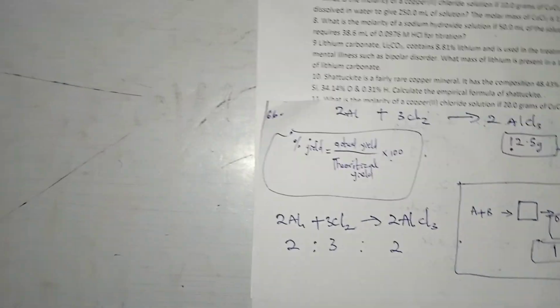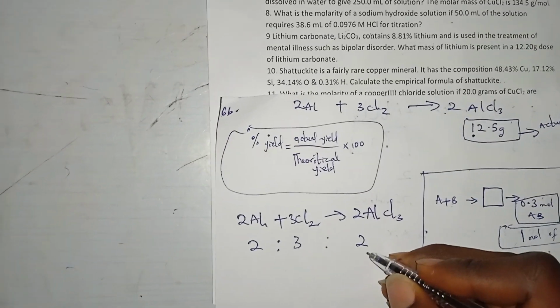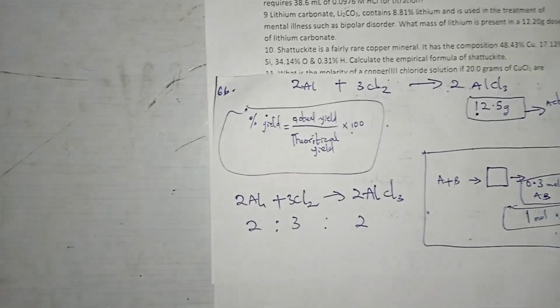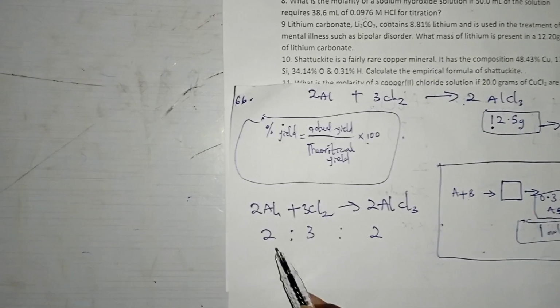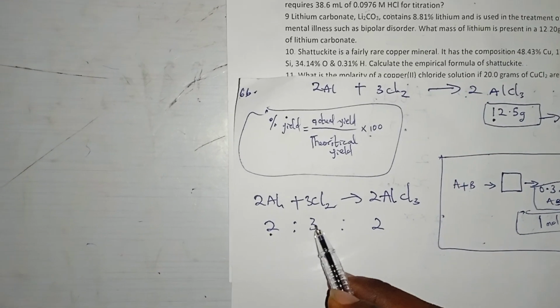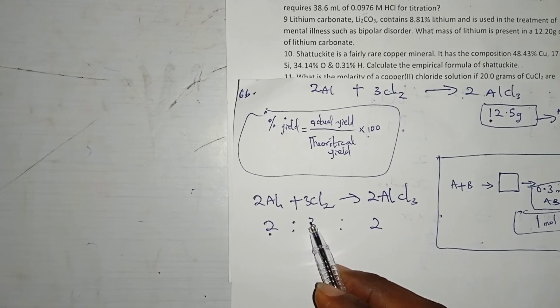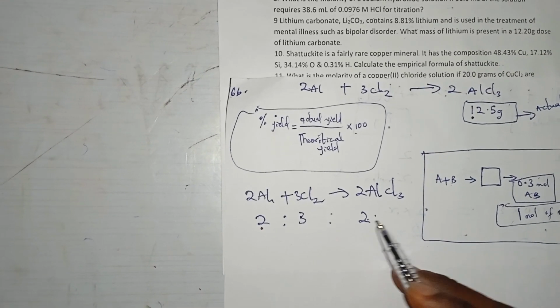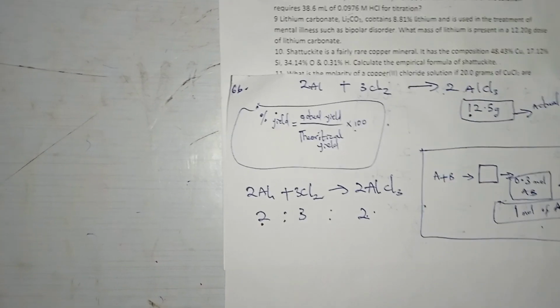Now, the ratio I have here is 2:3:2. Whenever you hear yield, it means on the product part, what have you produced? So for that reason, the ratio is 2 moles of aluminium will always react with 3 moles of chlorine to give me aluminum chloride, which is 2 moles of it. So this is the ratio.